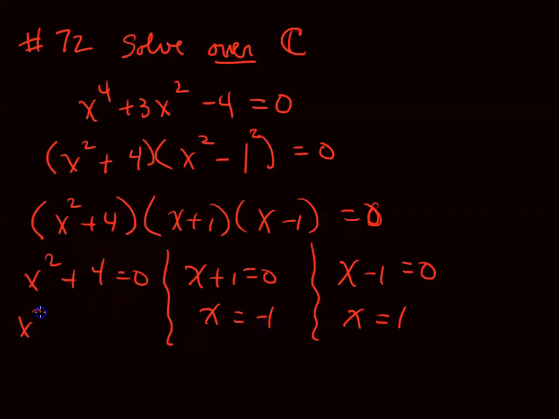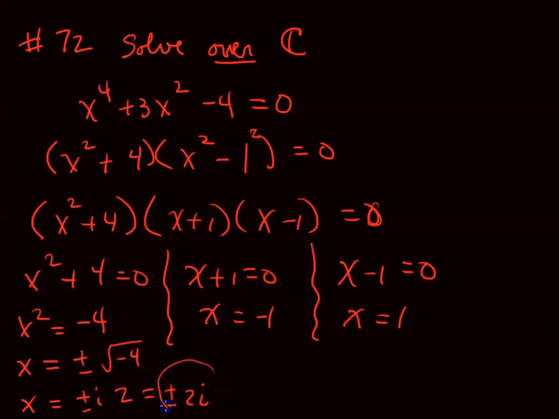This one, we're going to get x squared equals a negative 4. So take the square root of both sides. x equals, don't forget the plus and minus, but now we've got the square root of a negative 4. So pull out your i, so plus or minus i, and the square root of 4 is 2. So this is really plus or minus 2i. So these two and these two are the 4 solutions that we should expect when we have a degree 4 polynomial.